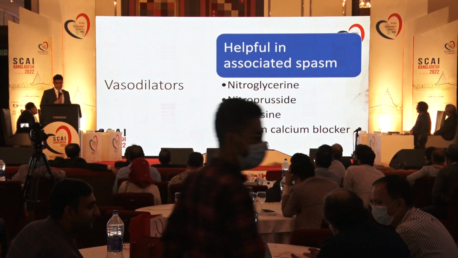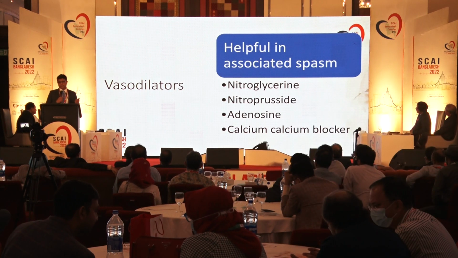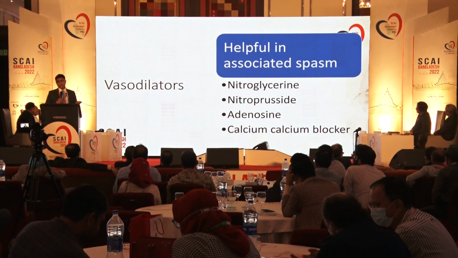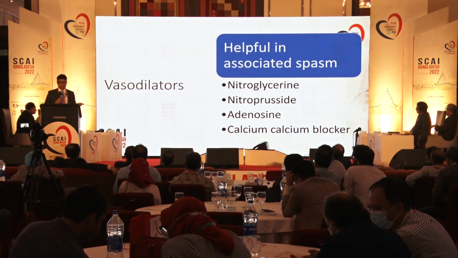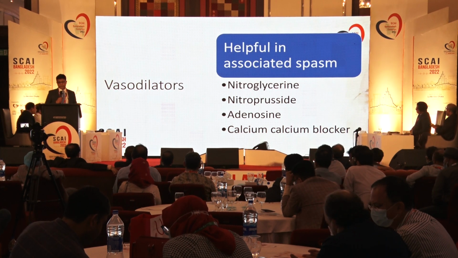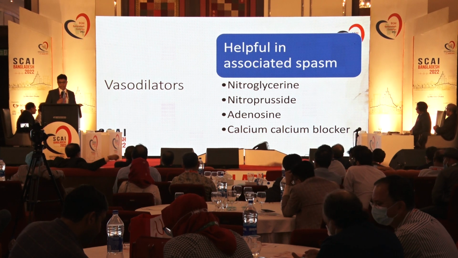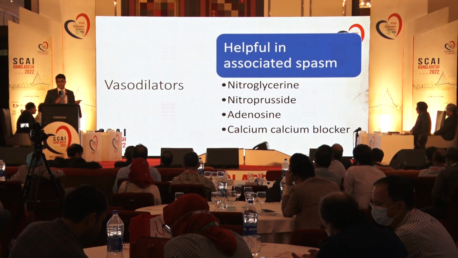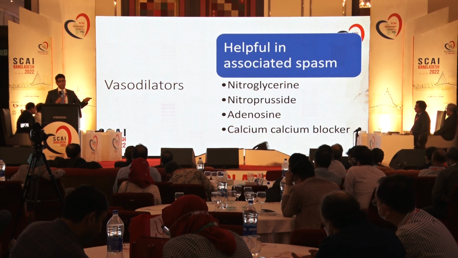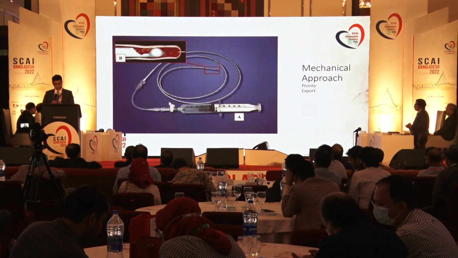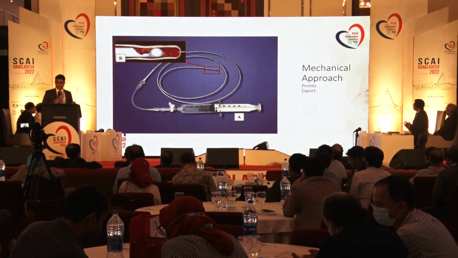The second one is you can use some vasodilators in certain cases, because if there's a thrombus associated in MI, there's sometimes associated vasospasm. So to relieve that vasospasm, you can use nitroglycerin, nitrite, adenosine, or calcium channel blockers. But this is not something that you have to do routinely. When you are suspecting a spasm with the thrombus, you can use this. And then you take your tools out.